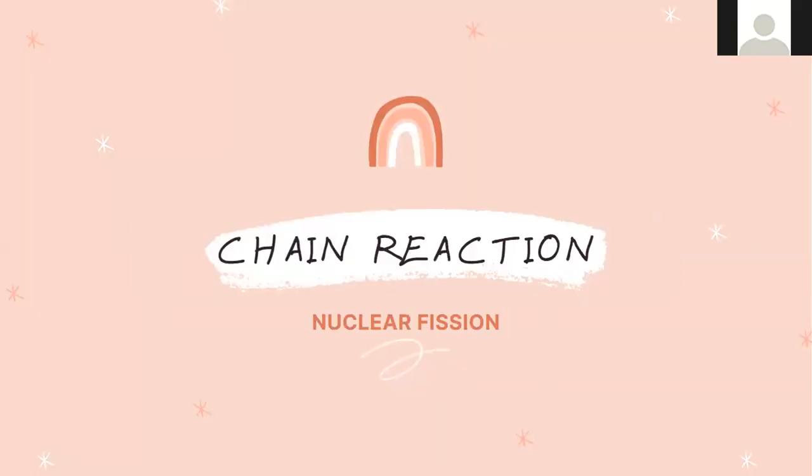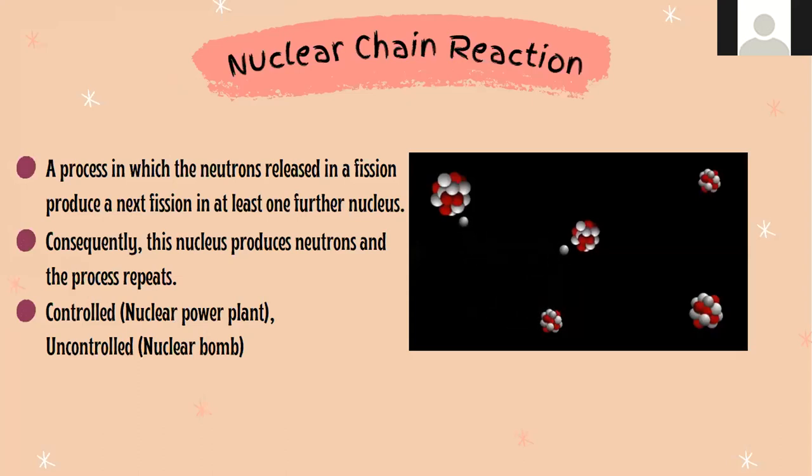So now, chain reaction in nuclear fission. What is a chain reaction? A chain reaction is basically a process in which the neutrons that were initially released in the first fission produce the next fission in at least one further nucleus, right? So consequently, this nucleus will produce neutrons and the process repeats. Simply put, they are consequent fission processes happening one after another. Now, a chain reaction can be destructive and can also be constructive. If it's constructive, that means it does good to us, and it is called a controlled chain reaction. If it's going to do bad to us, it is an uncontrolled nuclear fission with the concept of chain reaction. We will see the examples later.